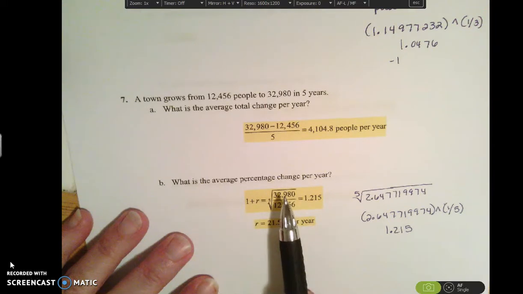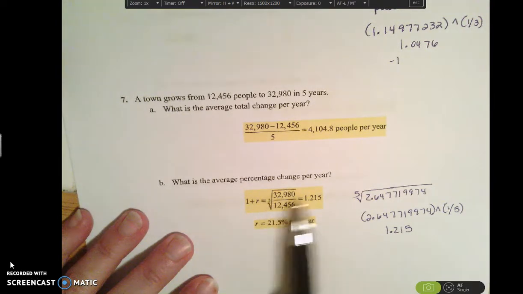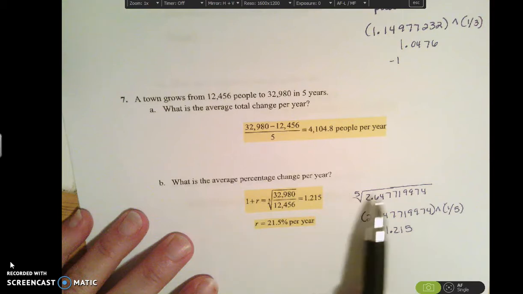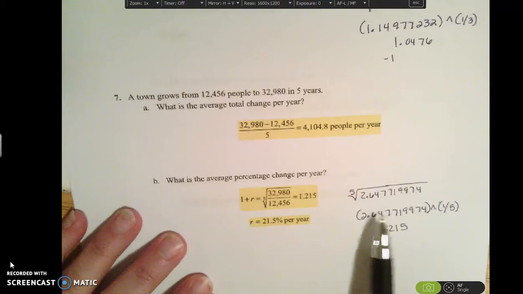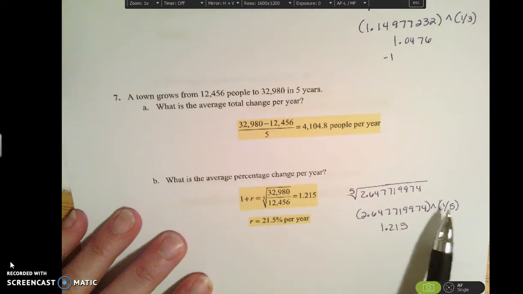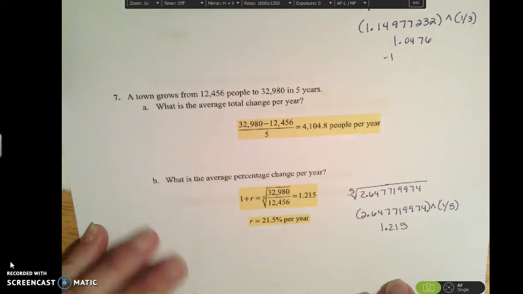Now if I want to know the average percentage of change, I'm going to take the new value divided by the old value, and take the 5th root of it. So I'm going to have the 5th root of this decimal, which is what I get when I divide those two things. Again, I'm going to do that decimal raised to the 1/5 power, and I get 1.215, which is 21.5% per year.